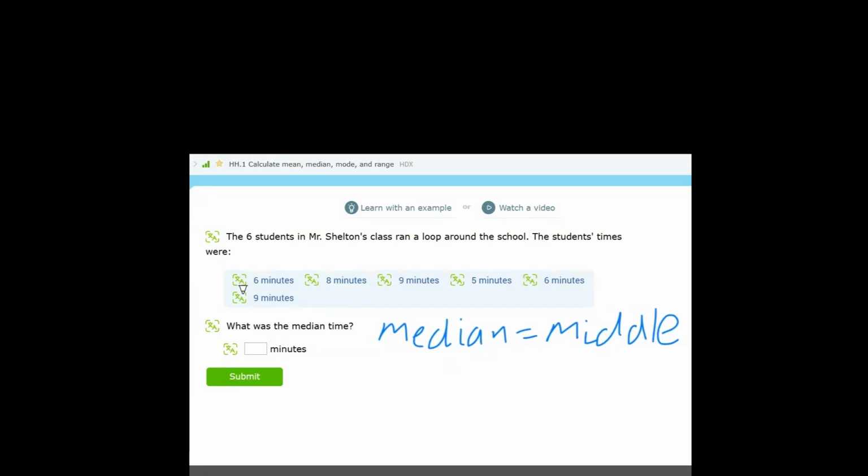So here I'm going to start sorting this list of numbers I'm given. I'm going to start with the smallest number, 5, then two 6s, an 8, and two 9s. Here we have 6 numbers.